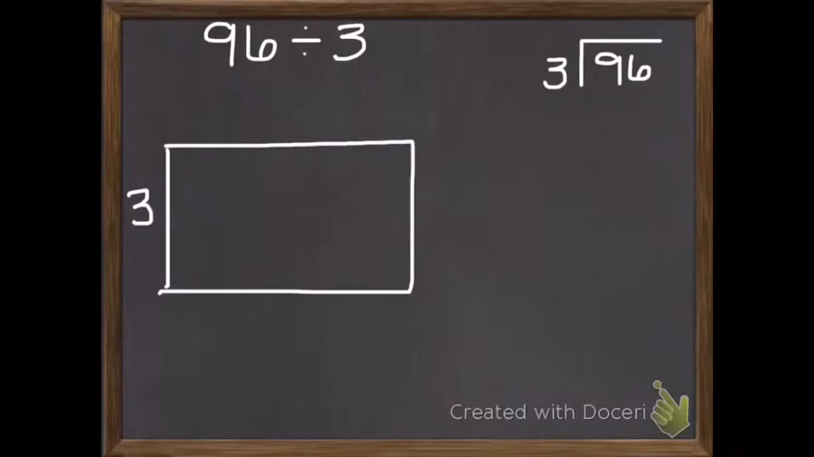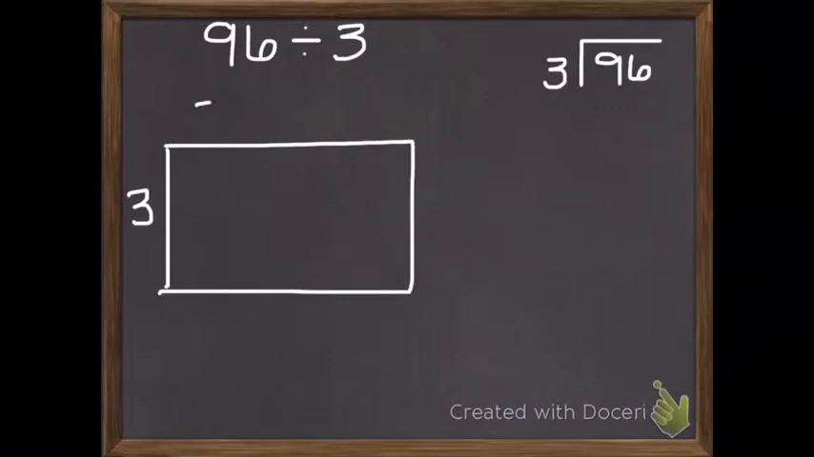So, I'm first thinking of what times 3 could get me close to 96. My first thought was 10 times 3, but that only gets me to 30. So, I think 20 times 3. I know 20 times 3 is 60. That gets me closer. What about 3 times 30? That's 90. That is pretty close to my dividend. So I'm going to try that first.